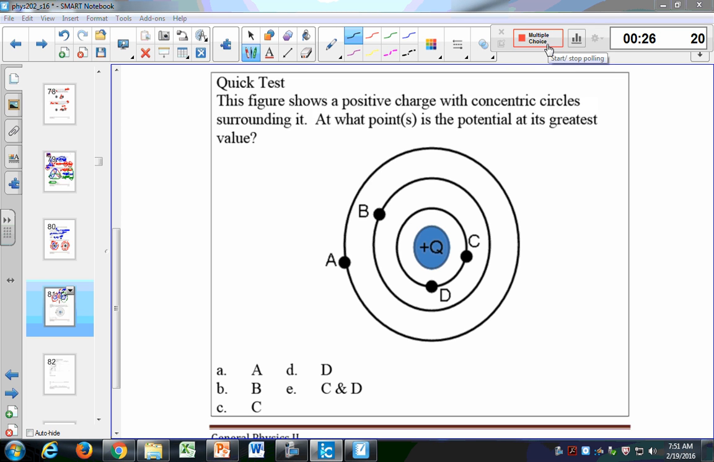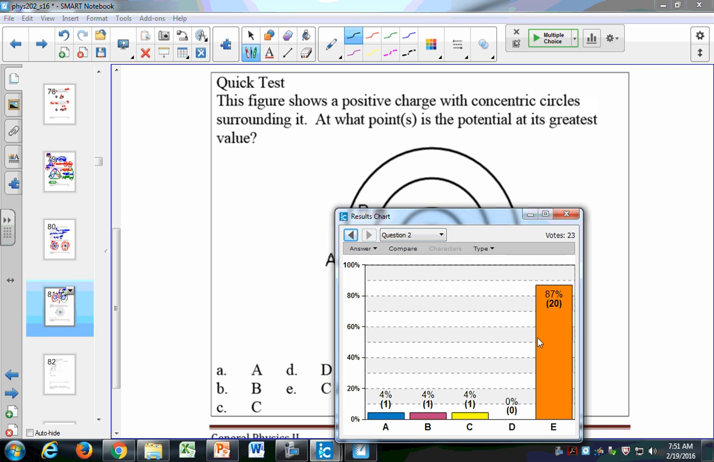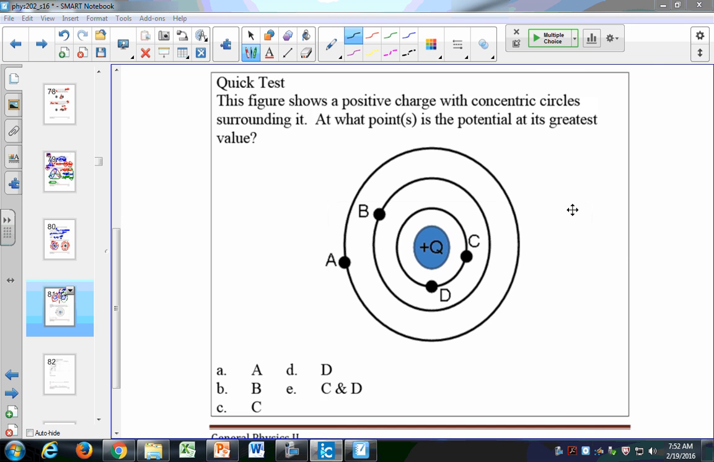Alrighty, let's see, I'll stop at 35. Very good, E is right. These two have an equal potential, and because they're closer to the charge than any of the other positions, they have the larger potential.